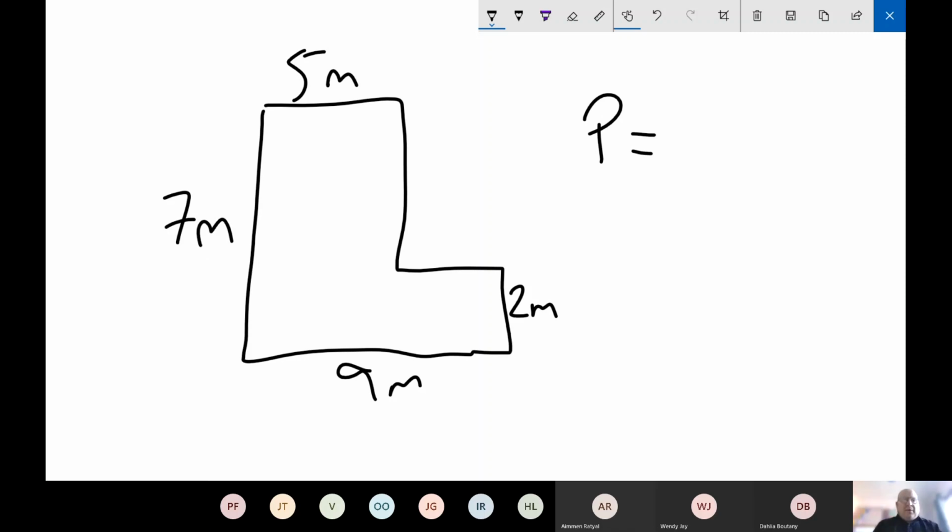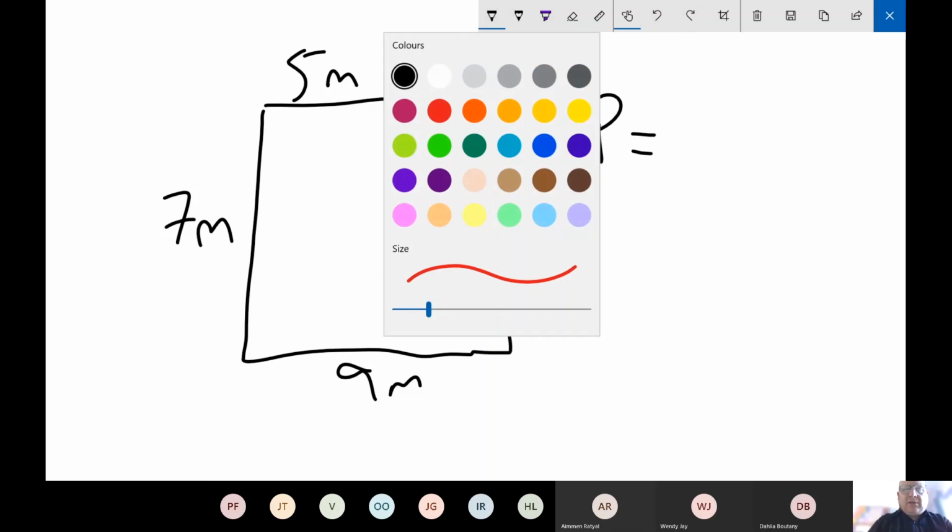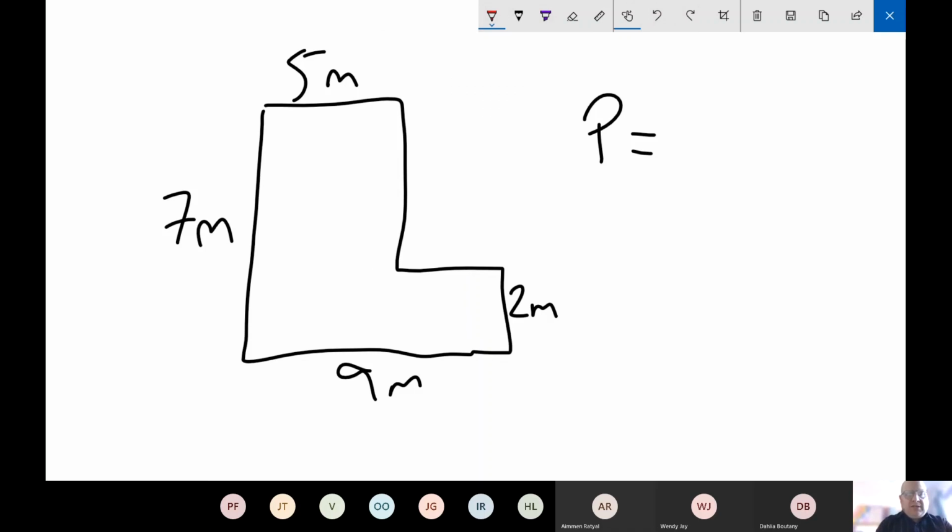And we said before that to work out the perimeter, you add up all the sides. And we have a bit of a problem here because we don't know at the moment how long that side is or how long that side is there. So we need to do something about that. So let's have a look at the shape as it is. Well, let's take this side here. We're going to try and work out.